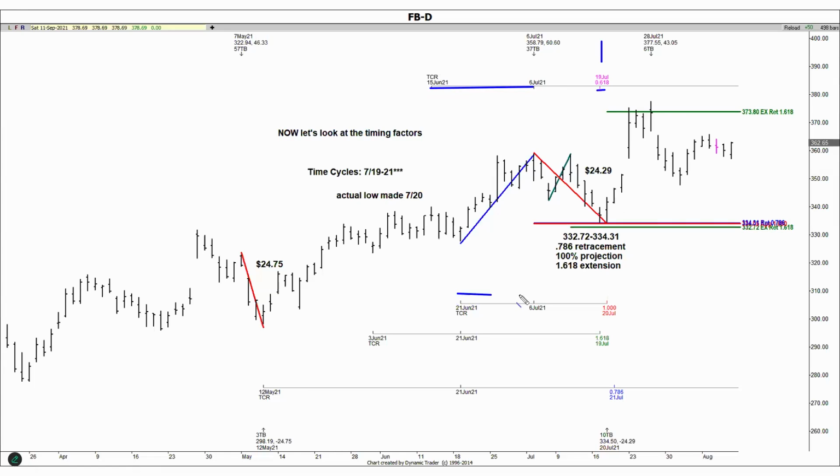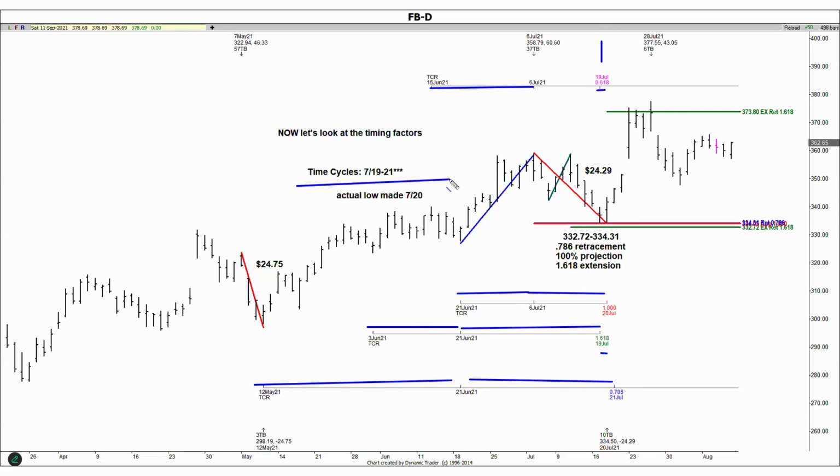Then we had a low to high, 100% in time of that low to high, came in on July 20th. Then we had a low to low swing in time, and there was a 1618 projection in time, July 19th. And then also another low to low cycle, 786 in time, came in on July 21st. So we had timing cycles due between the 19th through the 20th.